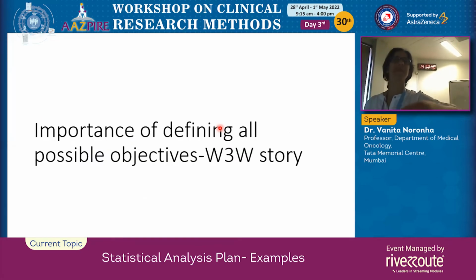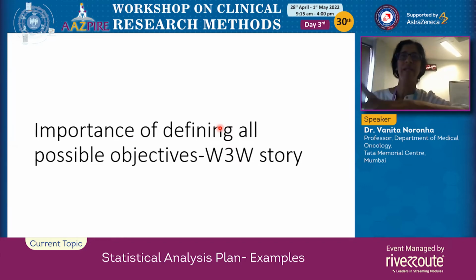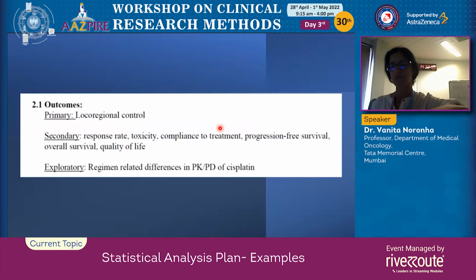Okay, and this was something that I had briefly mentioned in our team. So in our group, the importance of defining all possible objectives, and that's what I always say: secondary objectives, as many as possible. So this was weekly, 3 weekly. These were our objectives: loco-regional control, response rate, toxicity, compliance, PFS, OS, quality of life, and PKPD. I thought I have written a lot, as much as I needed. I didn't realize that I have forgotten DFS.